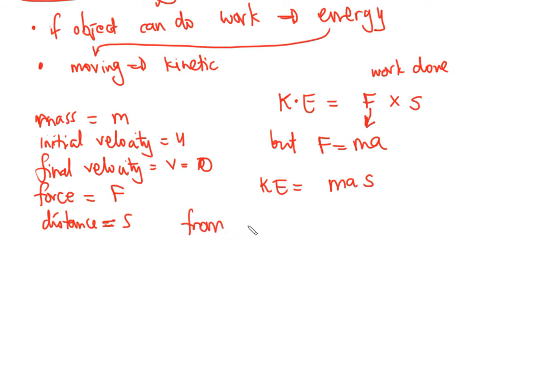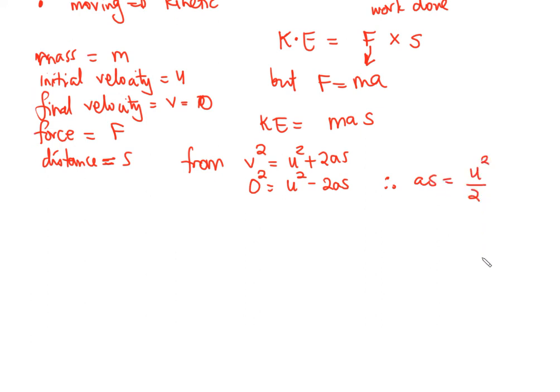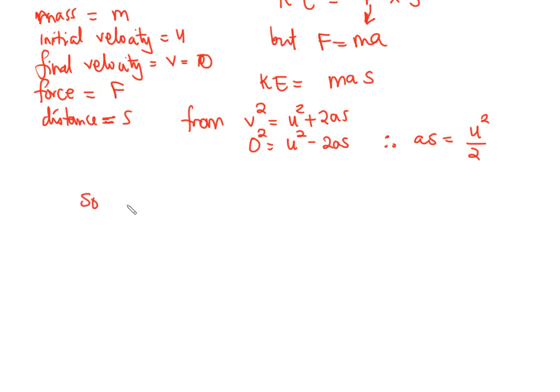From one of our equations of motion, we know that v squared is equal to u squared plus 2as. That's one thing we know, right? So 0 squared, because that's our final velocity, is equal to u squared minus 2as. Therefore, doing a bit of algebra, as is equal to u squared over 2. So our KE, which was given by mas, but we found what as is. So our kinetic energy is just going to be equal to, in a nicer way, half mu squared.